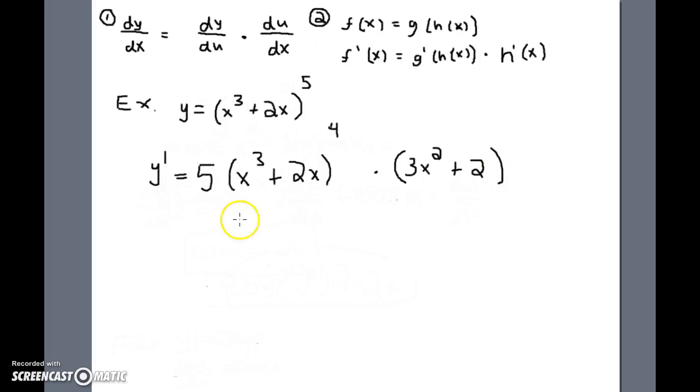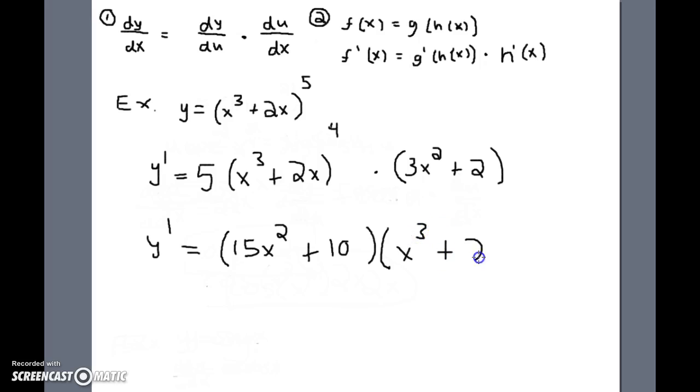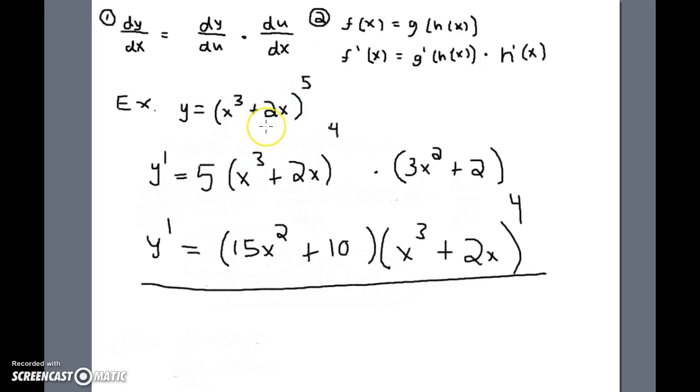And if you want, you can combine like terms here. You can multiply some things out. So in which case then with the 5 and this, we would have 15x squared plus 10 times the quantity x cubed plus 2x raised to the 4th power. Now if you want, you can expand this, but normally calculus teachers will be fine with this type of notation right here. It's fine if you leave it like this. So here you go. This is your answer for this function's derivative.